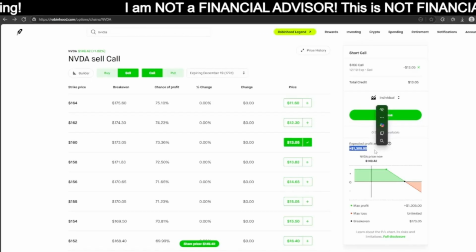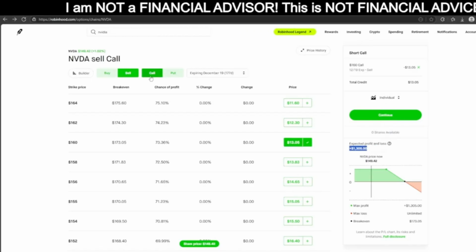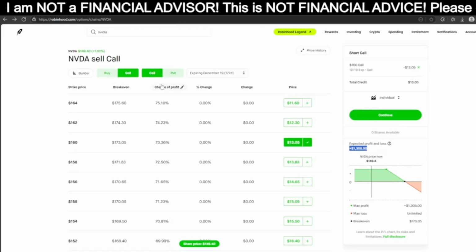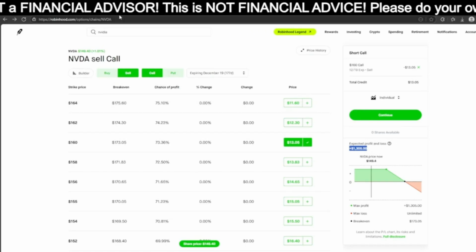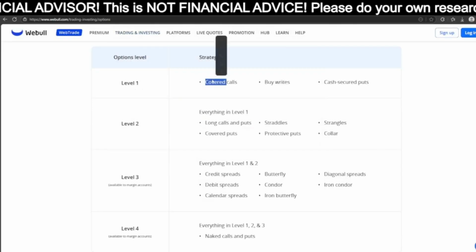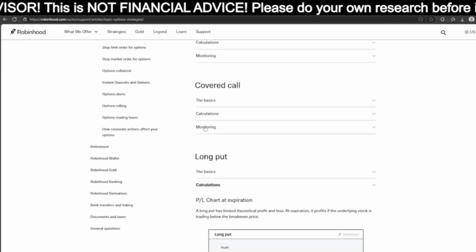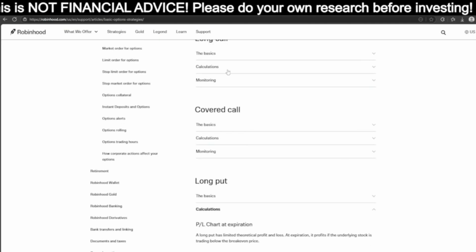Now, what this is called here is a covered call, okay? It would be, in theory. The basic strategy here is a covered call, which you'll see here, level 1 for Webull, and then it's also here in Robinhood under level 2.